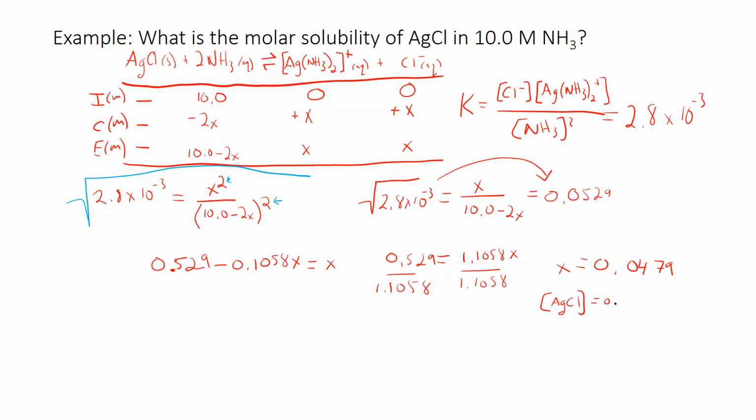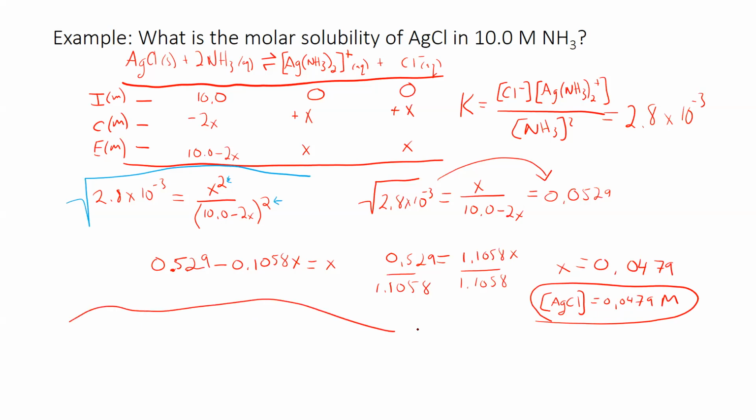is 0.0479 molar. And we can get that because X is how much chloride dissolves, which is going to be the same as the solubility of silver chloride. And so that's our overall answer for the solubility. You get 0.0479 molar silver chloride.